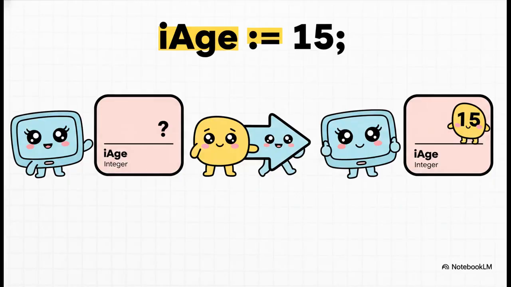So this single line of code, iAge := 15, it's a command. It's an order to the computer. It says, find that integer box we created, named iAge, and put the number 15 inside it. It really is as simple as that.